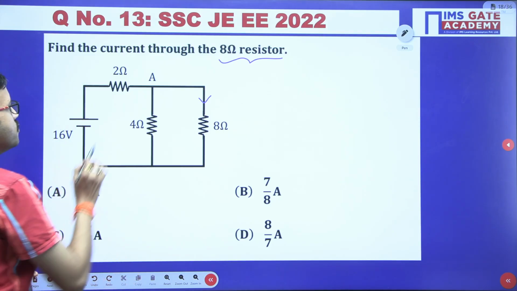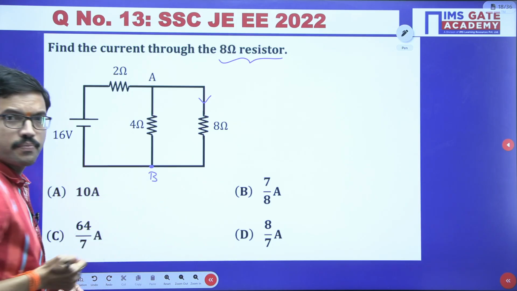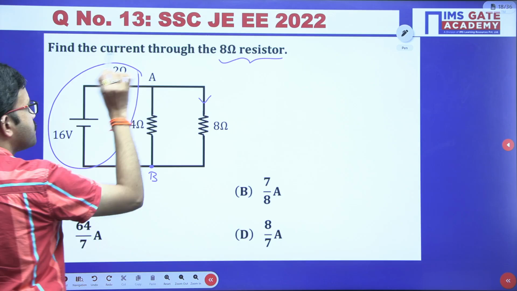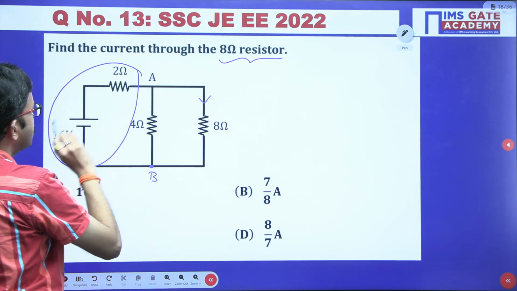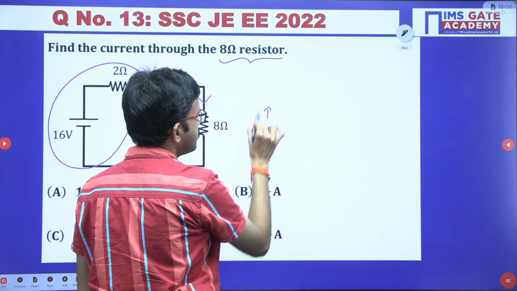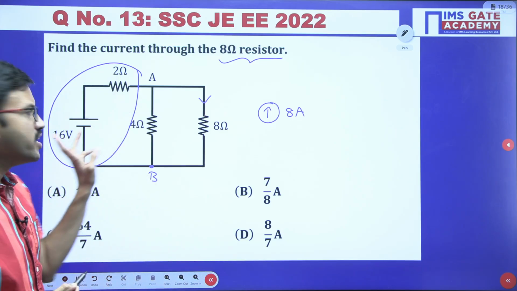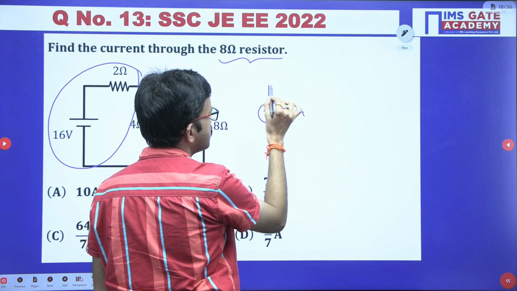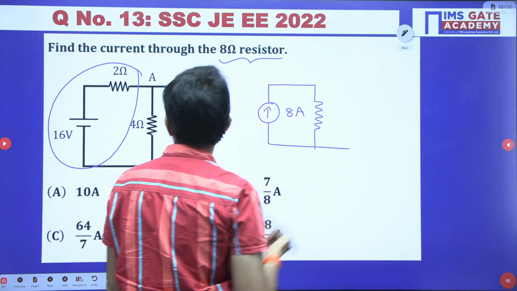Now, if you observe, for example, I am labeling this particular node as B. So here can we apply source transformation? Yes, obviously we can. If you apply source transformation, here 16 by 2 is nothing but 8 ampere, voltage divided by resistor, and then you represent that resistor, 2 ohm.